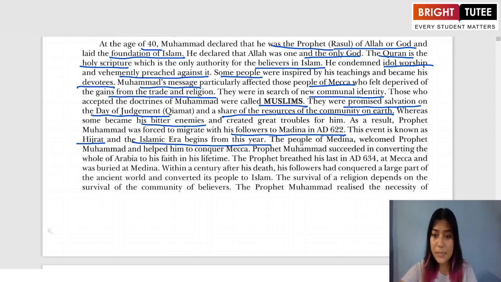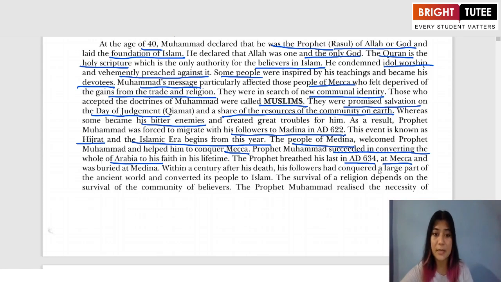Now, people in Medina had already heard about Prophet Muhammad, so they welcomed him, and with the people's help, he was able to conquer Mecca, from where he had to migrate. Eventually, Prophet Muhammad became successful in converting the whole of Arabia. People living in the whole of Arabia were successfully converted to Islam. Prophet Muhammad did that successfully. Prophet Muhammad died in 634 AD, and he died in Mecca.